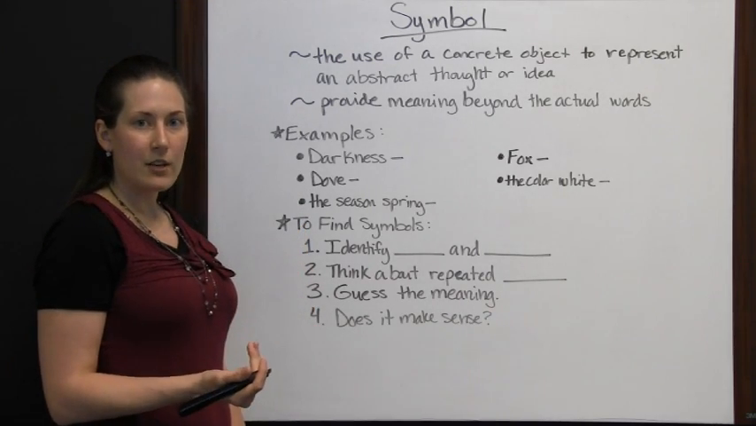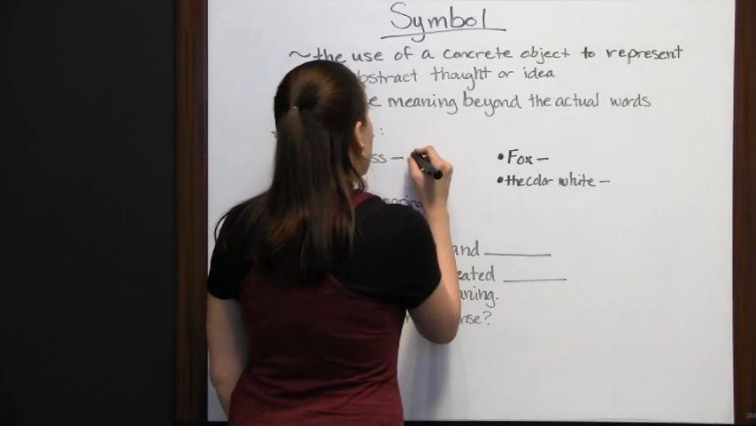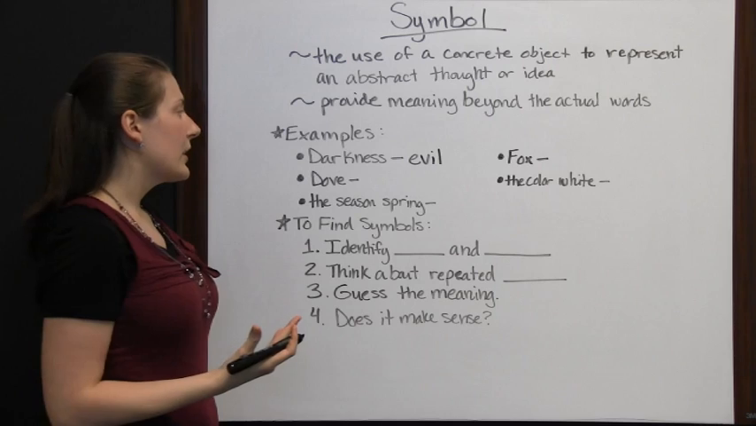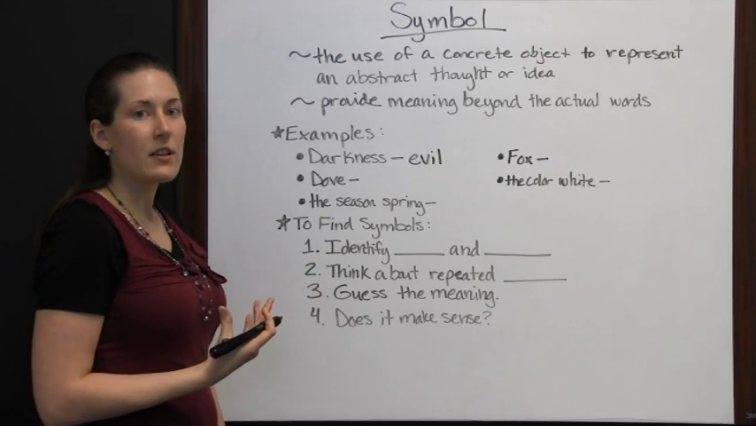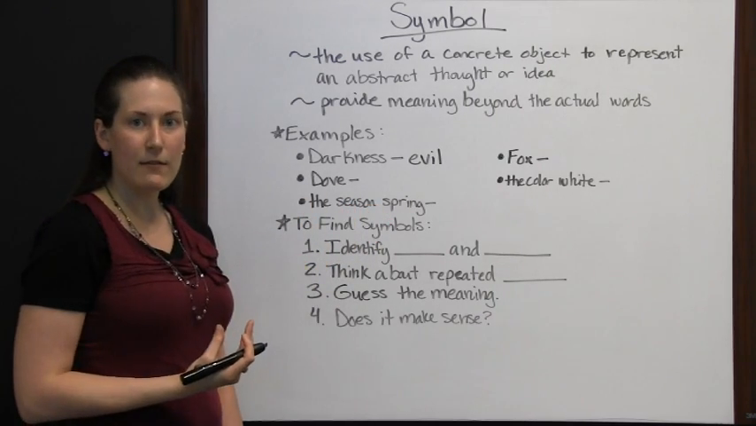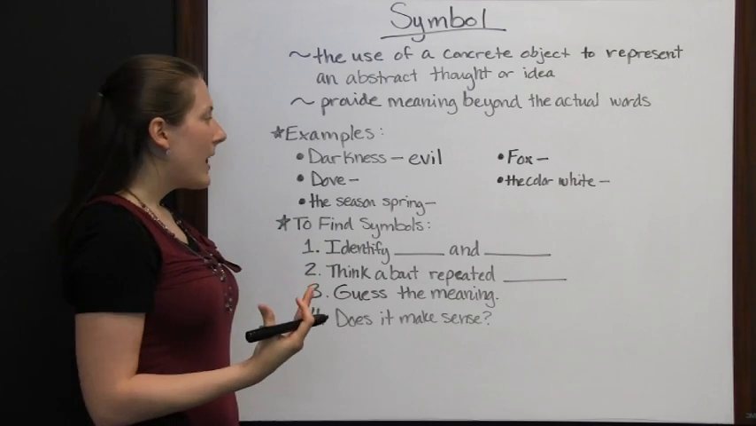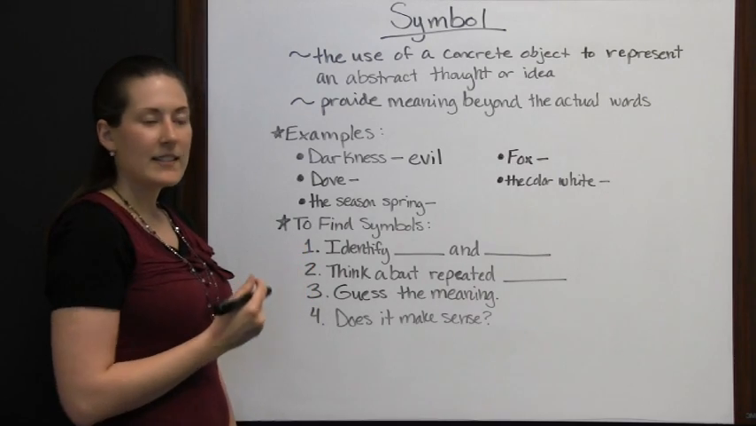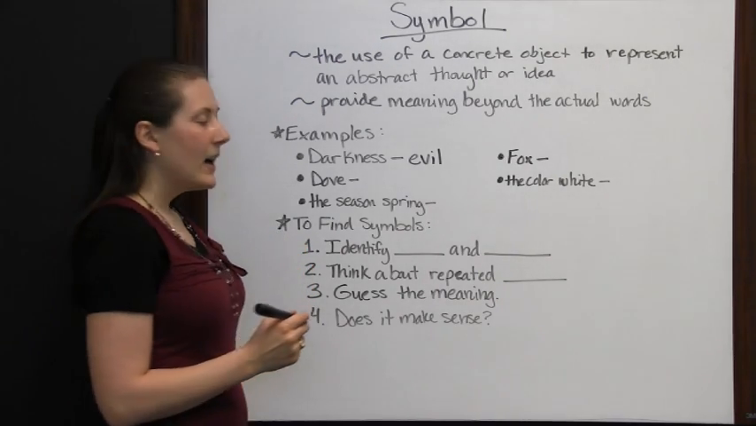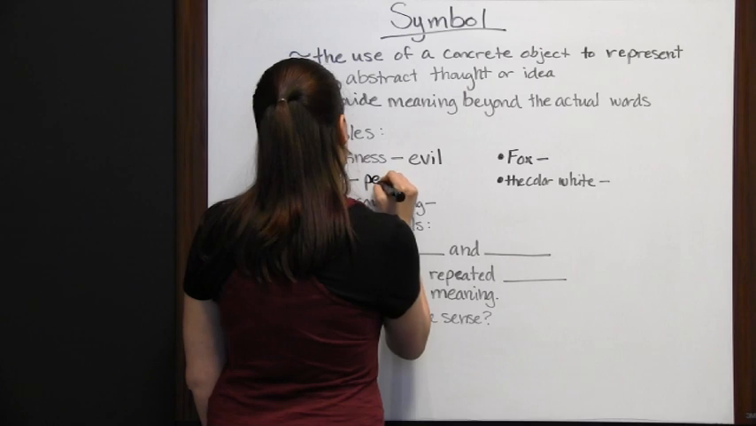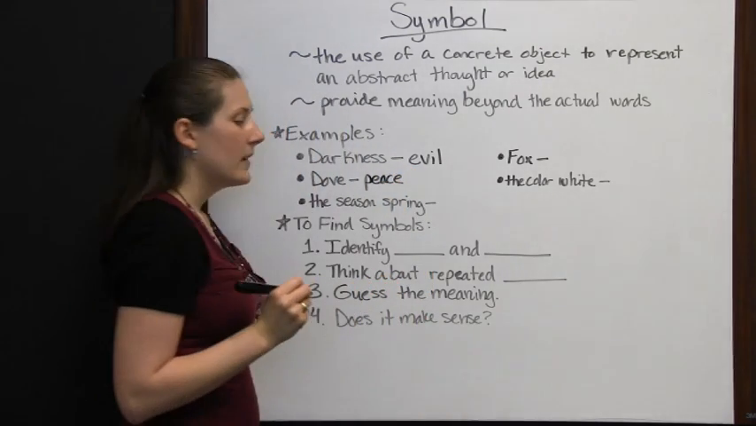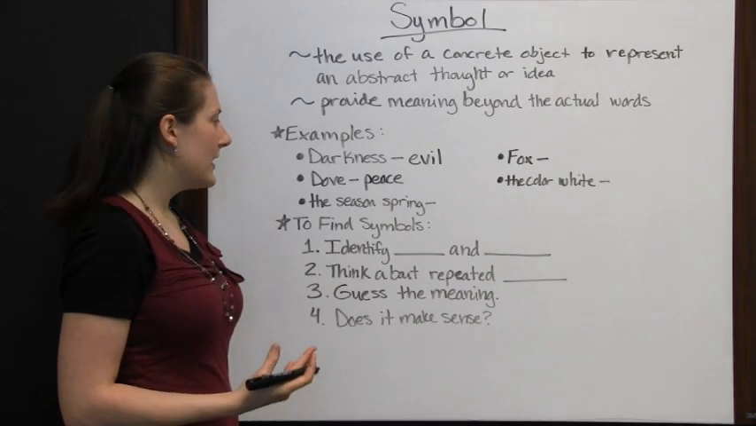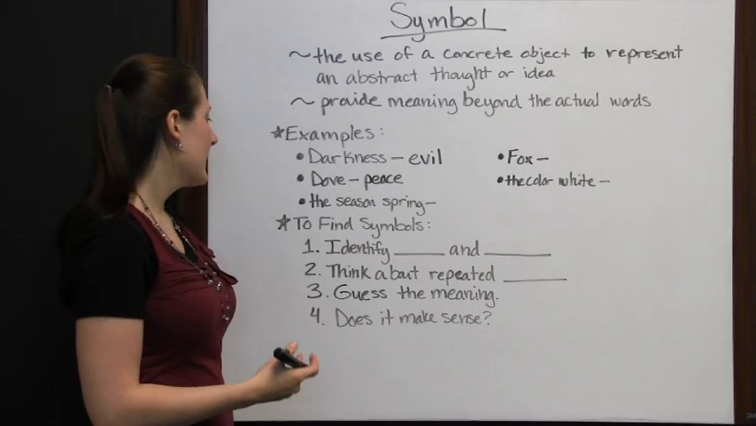Darkness. Whenever you think of darkness, a lot of times the idea of evil comes up. So in a literary work, if darkness is mentioned a lot, it may be talking about something evil, or bringing to mind something evil, letting you know something bad's about to happen. Let's think about some more. Dove. A dove often symbolizes peace. So if you have a dove in the story, it could represent peace, or that peace is coming.